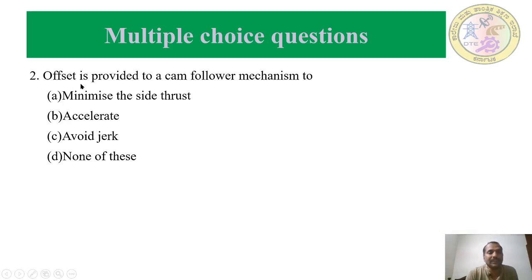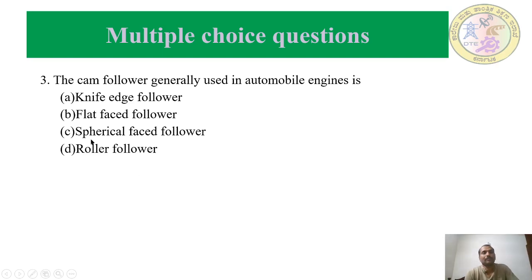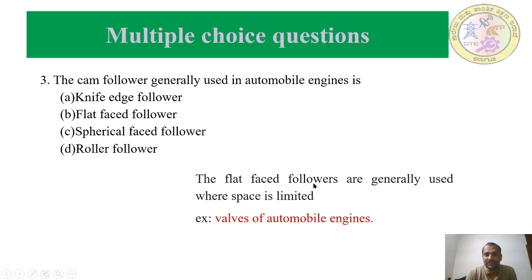Second one: offset is provided to a cam follower mechanism to minimize the side thrust, accelerate, avoid jerk, none of these. As we have discussed in the previous slide, the offset is provided to a cam follower mechanism to minimize the side thrust, right? The answer is A. Third: the cam follower generally used in automobile engine is knife edge follower, flat face follower, spherical faced follower, roller follower. As we have discussed, the flat face followers are generally used where space is limited, for example, to operate valves of automobile engines. So answer is B, flat faced follower.